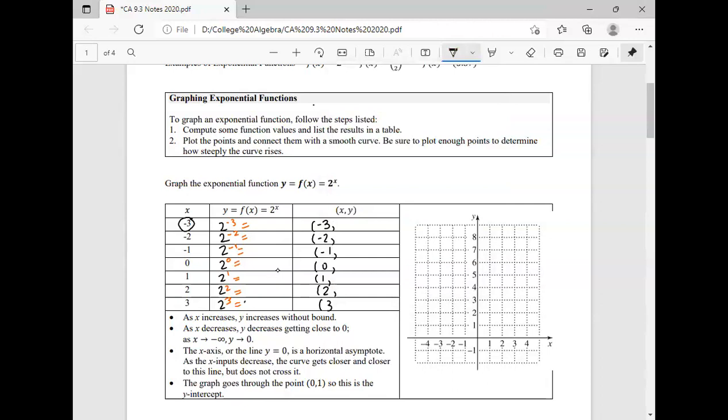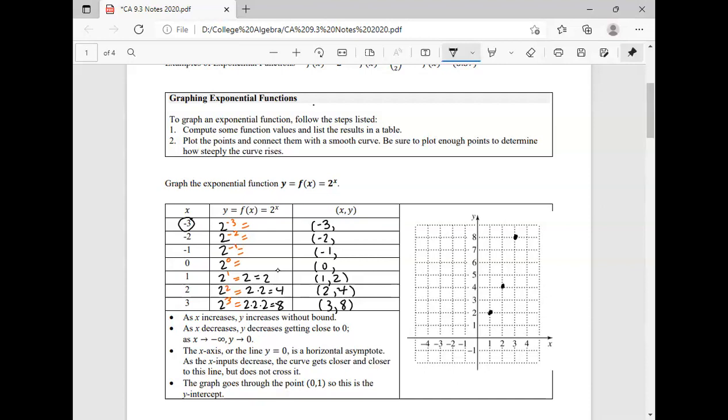So we know 2 to the third means 2 times 2 times 2, which is 8. We're good with that part. We know 2 squared is 2 times 2, which is 4. Okay, and we know that 2 to the first power is just 2. So we could go ahead and plot those points: 3, 8, 2, 4, 1, 2.